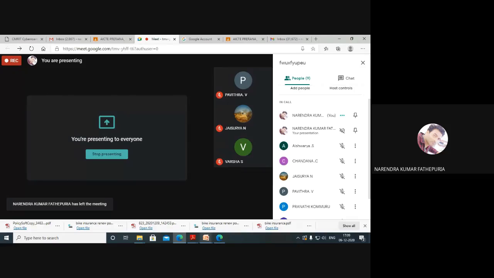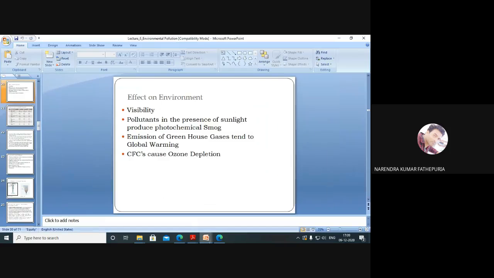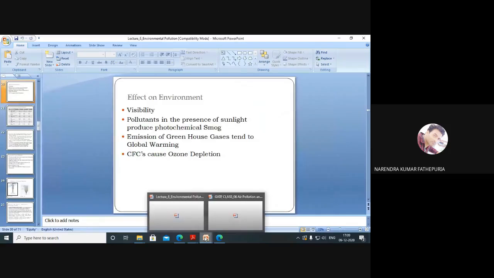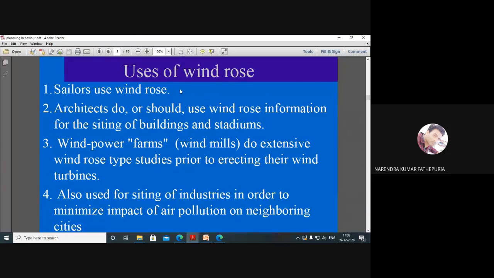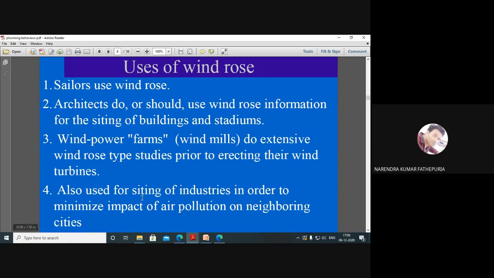Okay. So this is the windrose diagram we are talking about. Sailors are using this, architects also use it for information inside stadiums. Even commercial aircraft, where the pilots use the information, the wind speeds and wind directions, with respect to time and altitude. Wind power farms, windmills make extensive use of windrose diagrams and studies, primarily for their wind turbines. Also used for siting of industries in order to minimize the impact of pollution.